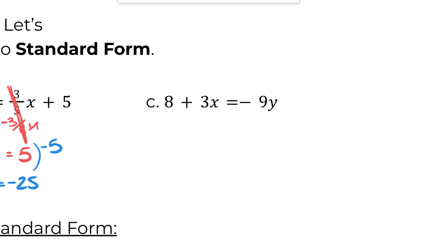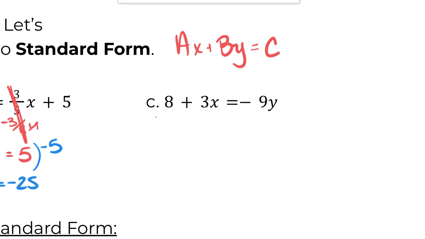Now, this one is in kind of a crazy order. This is 8 plus 3x equals -9y. So again, we want it to look like this: ax plus by equals c. That's what we want it to look like. So I'm going to say we need the constant to go over here. We need the y to come over here. Now, the a value and the b value are whole numbers, so that's good. We don't have to multiply or divide by anything. We just want to get these where they belong. So we can really just do that in one step.